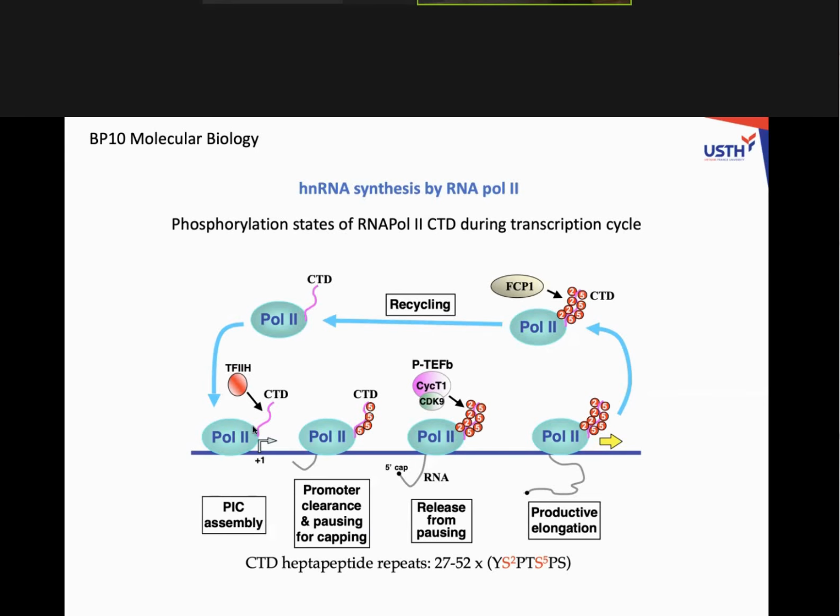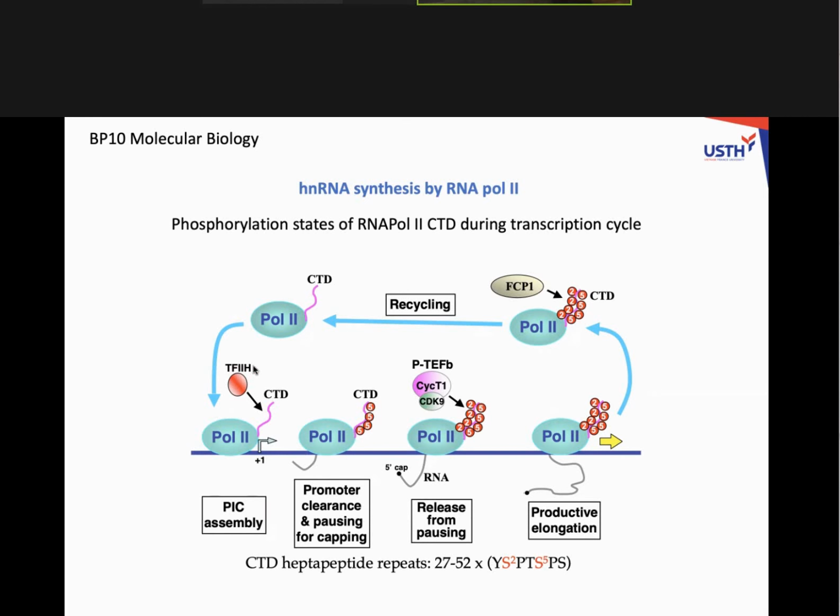TFIIH is another general transcription factor that is very important, and I will explain why. So the cycle first. The promoter has been recognized by TATA binding protein. So the polymerase, which is not phosphorylated, can join the complex. Then, at that stage, we've got everything to start transcription, but no transcription activity because the C-terminal domain is not phosphorylated. So everything is ready to start, but no transcription.